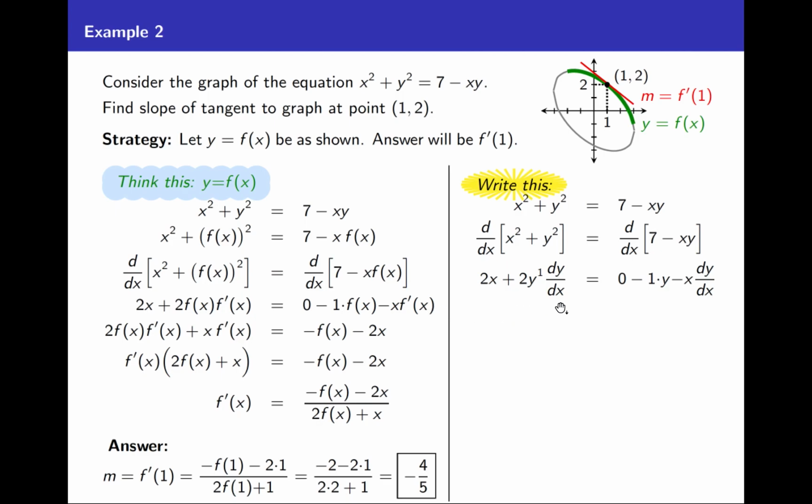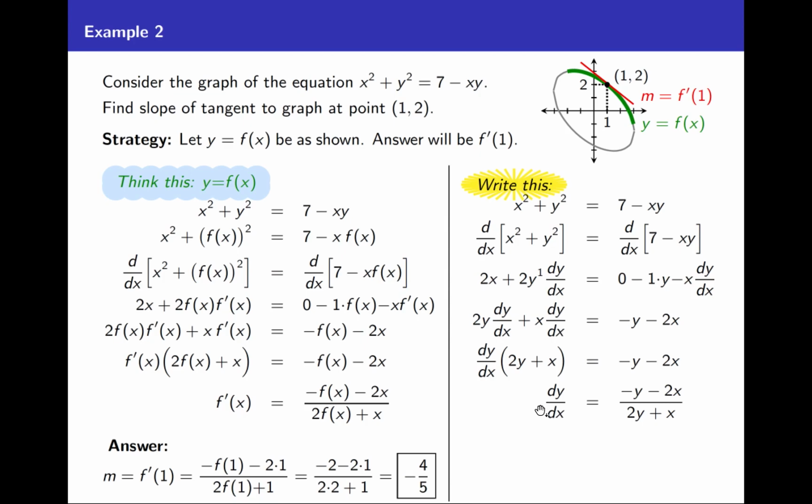So what do we want to do? We're looking for slope in this problem. Slope is given by the derivative dy dx, so we need to solve for dy dx. And this is just going to mirror the steps we had here where we solved for f prime. Get the expressions in this equation that contain a dy dx off to one side, put everything else on the other side. You get dy dx occurring twice, factor it out on this side, and now divide both sides by 2y plus x. And you get dy dx is negative y minus 2x over 2y plus x. And we've just found our derivative dy dx.